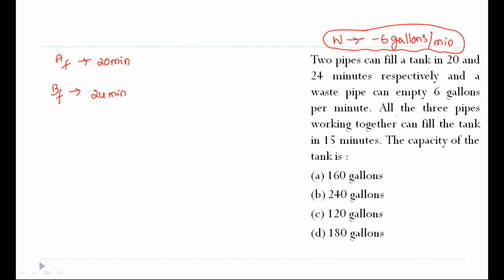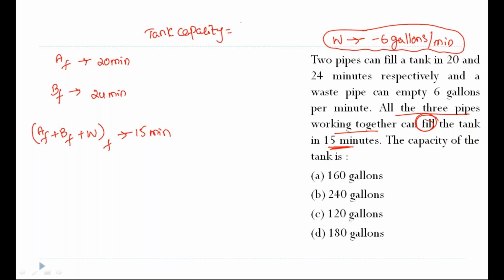But listen, all the three pipes working together can fill the tank in 15 minutes. What is all the three pipes? Pipe A, pipe B, and the waste pipe. When all three are available, they still fill the tank in 15 minutes. My dear friends, it is filling only. Now first fix the tank capacity. This is all as usual. We have to follow the basic procedure.